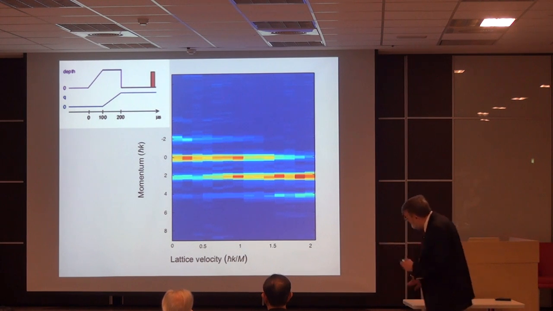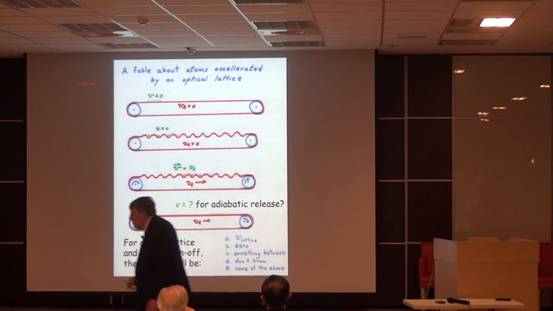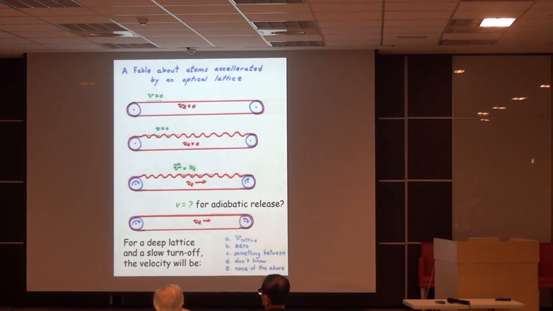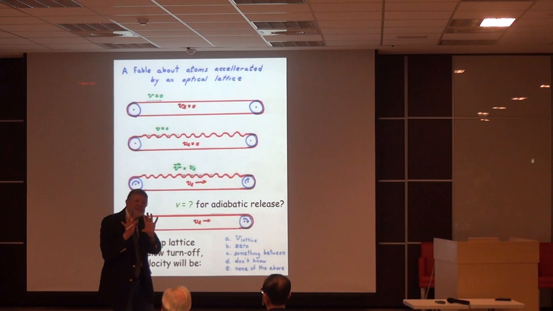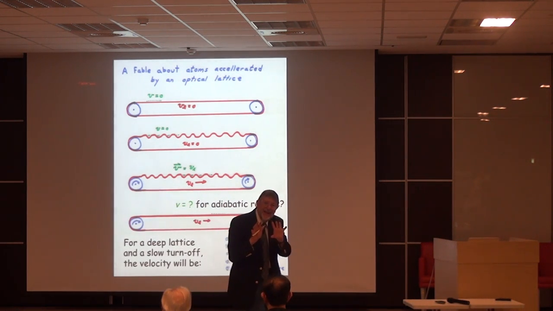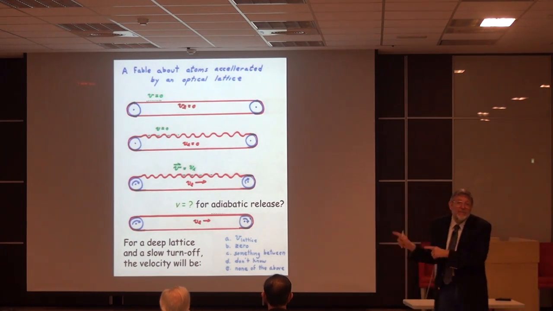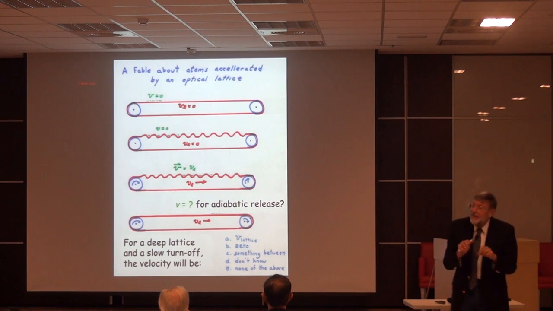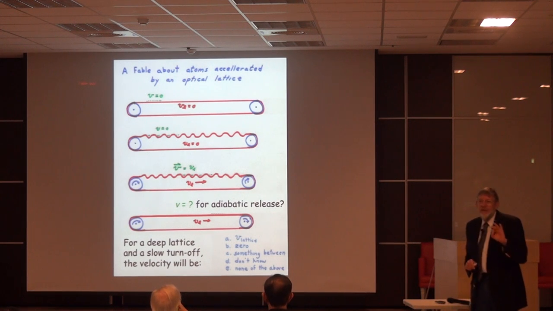Okay, so that's easy. Now let's look at a slightly different problem, almost the same problem. I'm going to start with the atoms at rest and the lattice at rest and the lattice off. I'm going to turn the lattice on. I'm going to accelerate the lattice up to some velocity, and while it is at that constant velocity, I'm going to slowly turn down the lattice, turning it off adiabatically. In the previous experiment, I turned it off suddenly, diabatically. Now I'm going to turn it off adiabatically. And I want you to tell me what will be the velocity of the atoms.